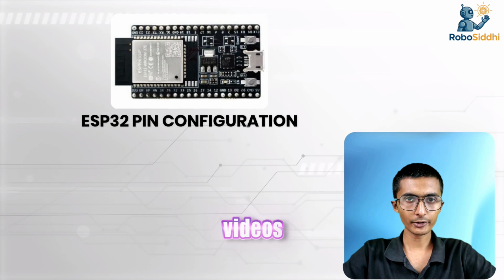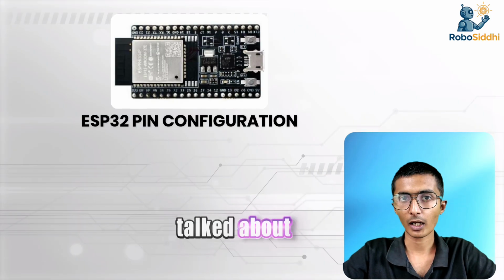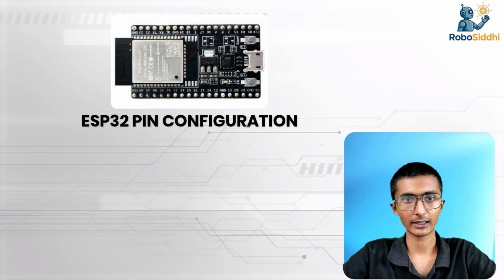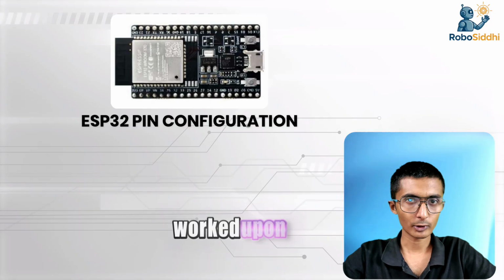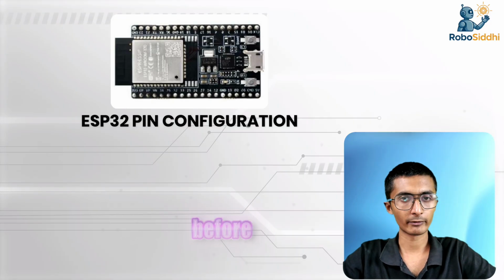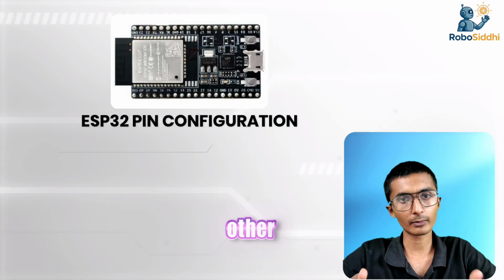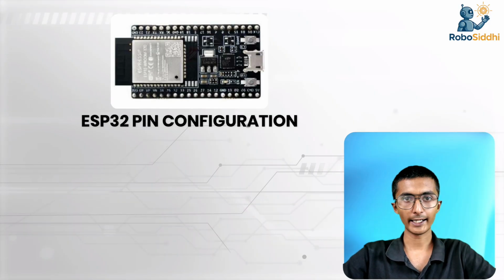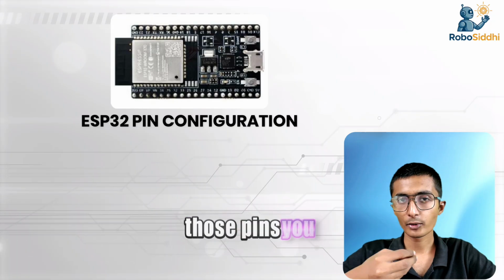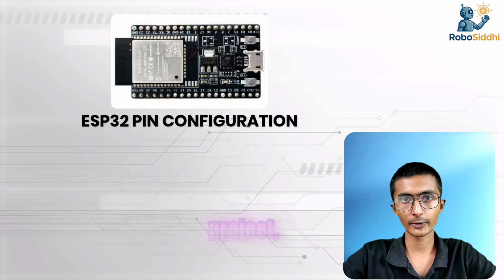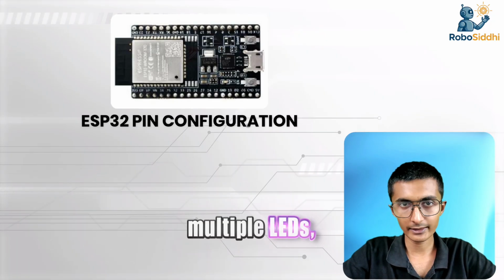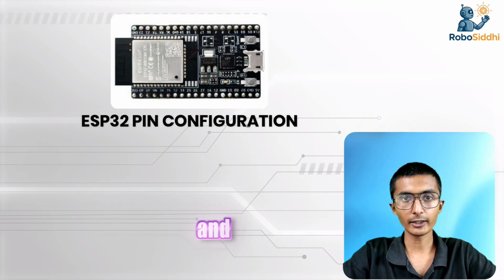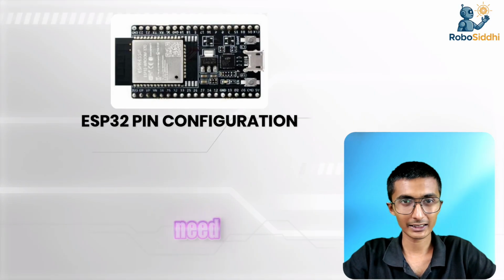So, in previous videos, if you have seen, we have talked about ESP32 versus Arduino, right? If you have already worked on any kind of microcontroller before, such as Arduino or any other microcontroller, you might have seen that every microcontroller has pins. By using those pins, you can connect multiple sensors to your project, multiple LEDs, use multiple motors, and make interesting projects. But we need pins, right?